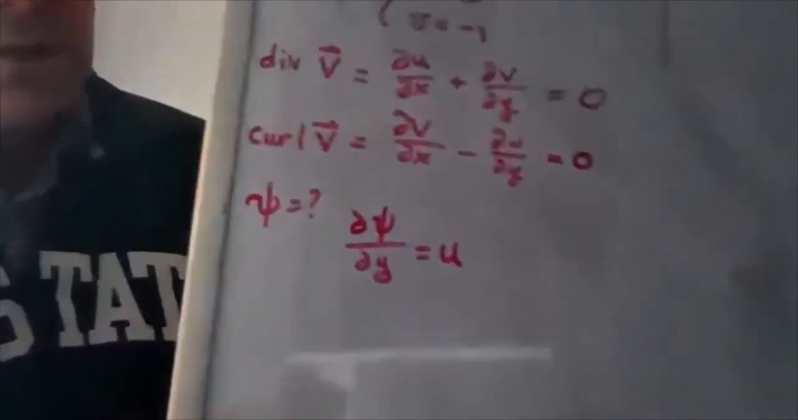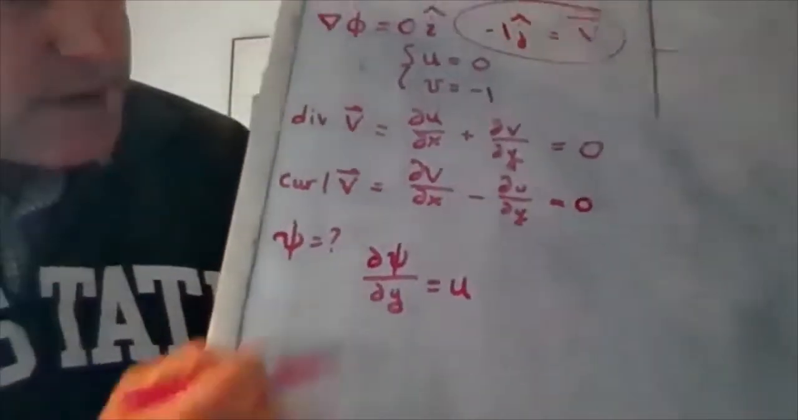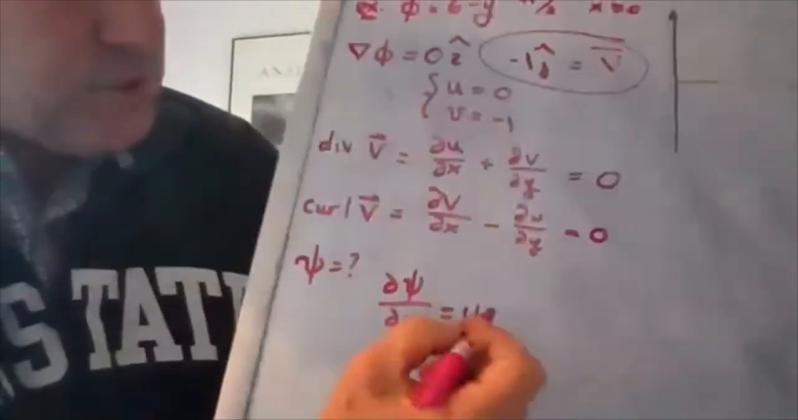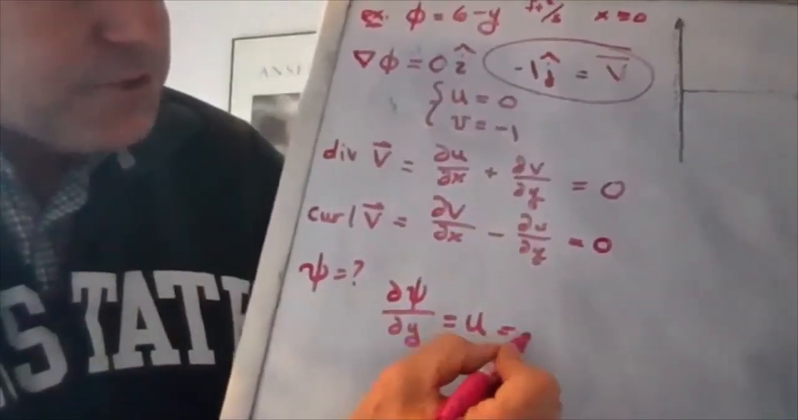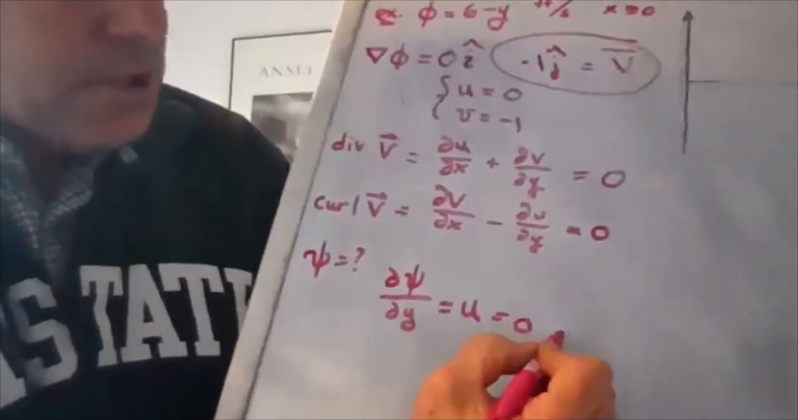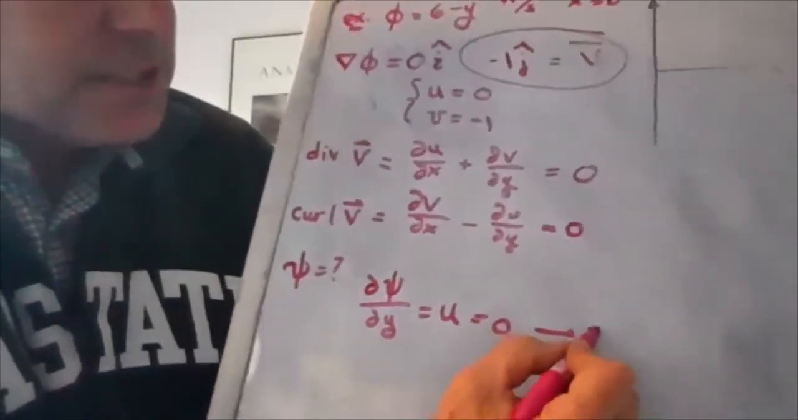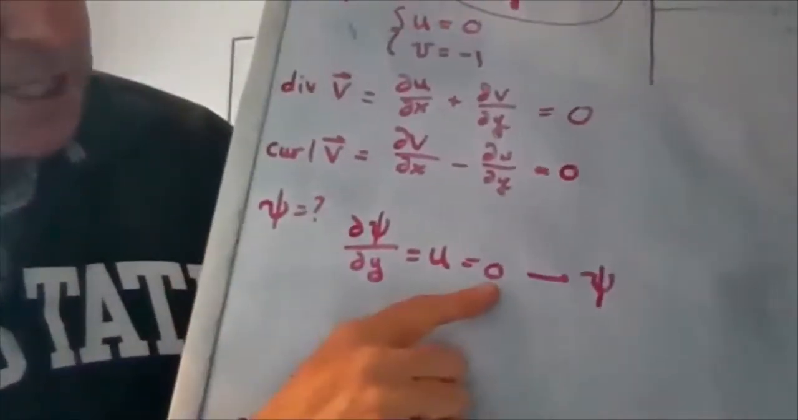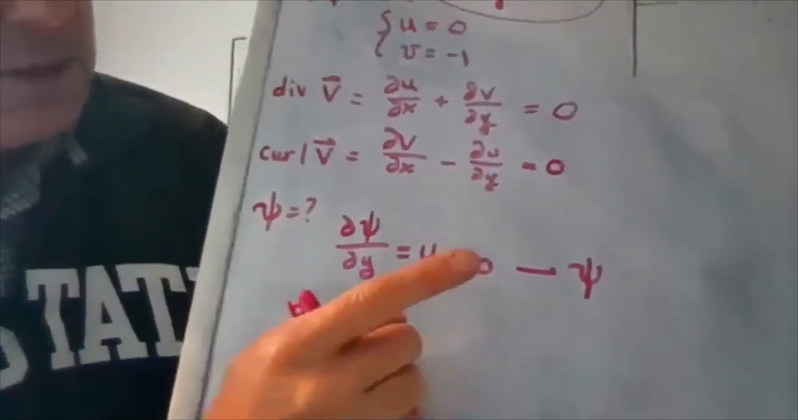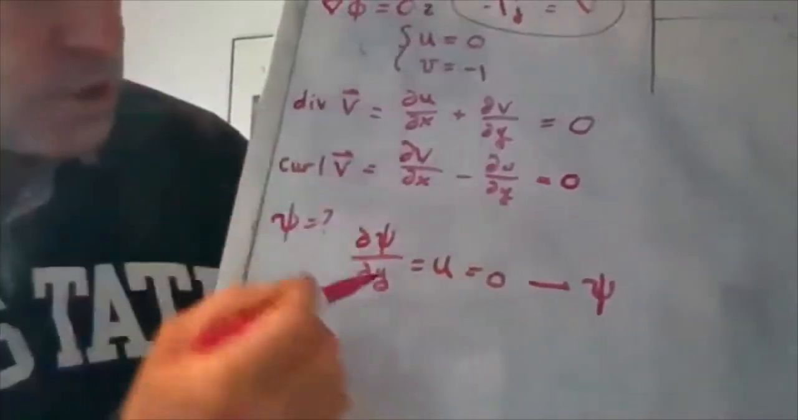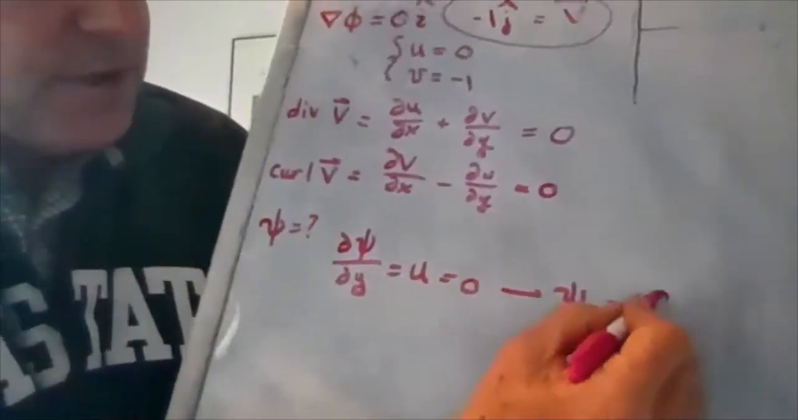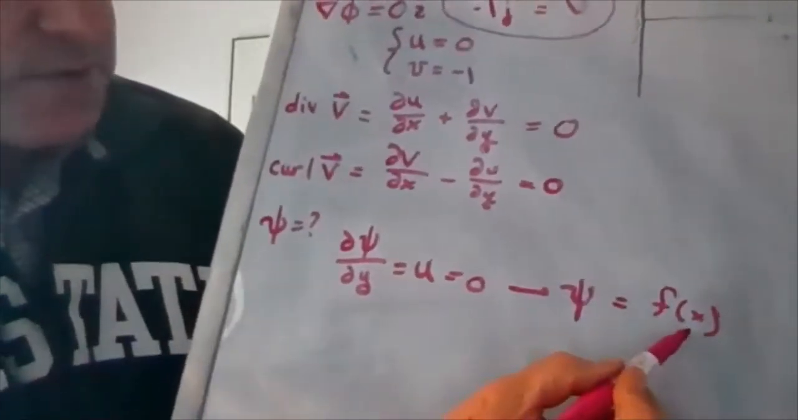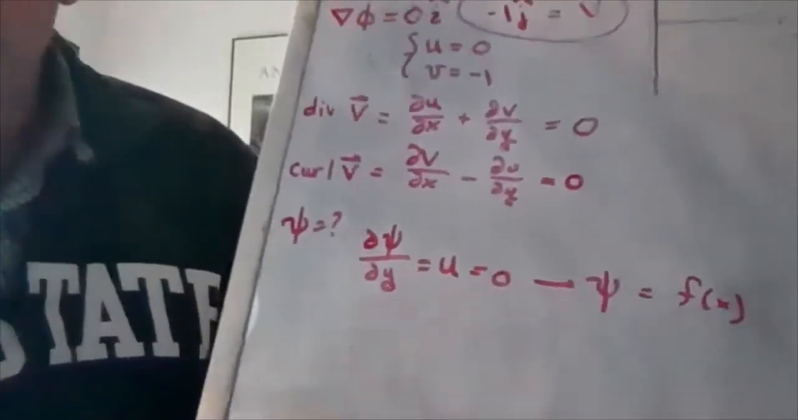Okay, well, there's one relationship that we have, that the partial of the stream function with respect to y is u. We know for this function that u is always equal to 0. Okay, so that is going to allow us to say something about the stream function. What would the antiderivative of 0 be? Well, it would be a constant. Or strictly speaking, it could be a function of x, because the derivative with respect to y of a function of x is going to be equal to 0.